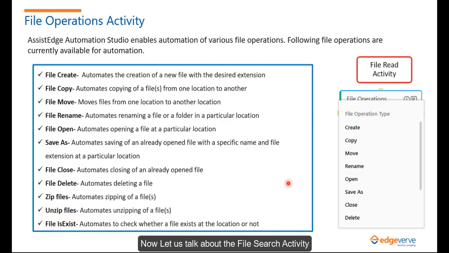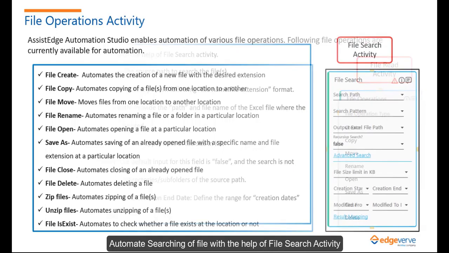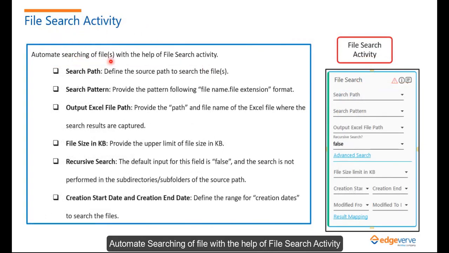Now let's talk about the file search activity. Automate searching of files with the help of file search activity. Here we have different input fields that we can provide. First is the search path. Define the source path to search the files. Then there is search pattern. We can provide the pattern which can be defined as file name.file extension format, followed by an output Excel file path where all the search result will be stored.